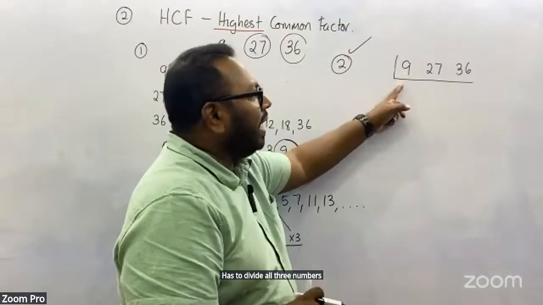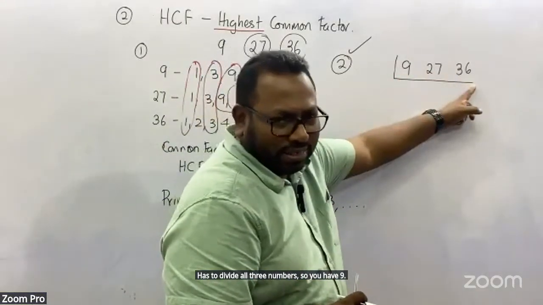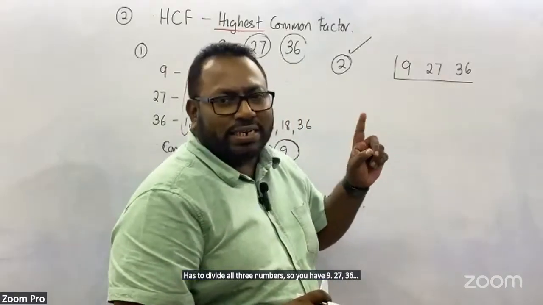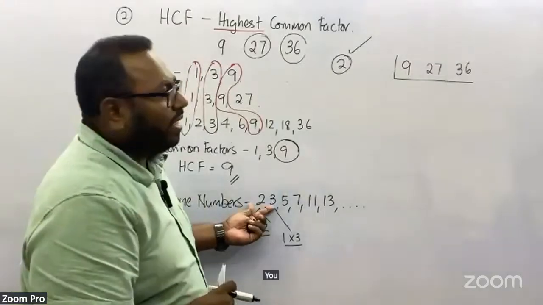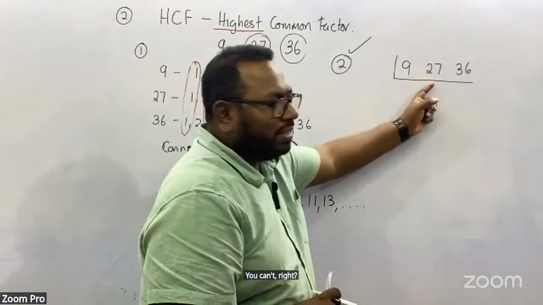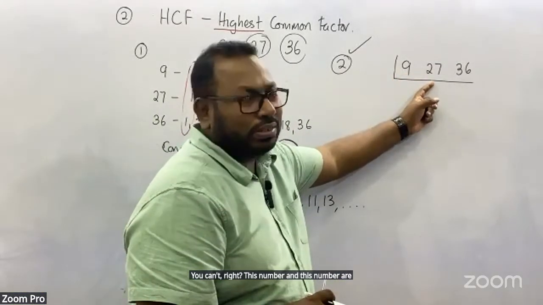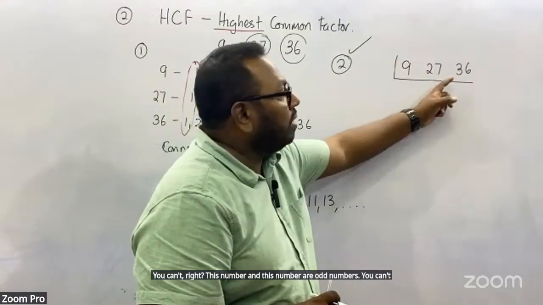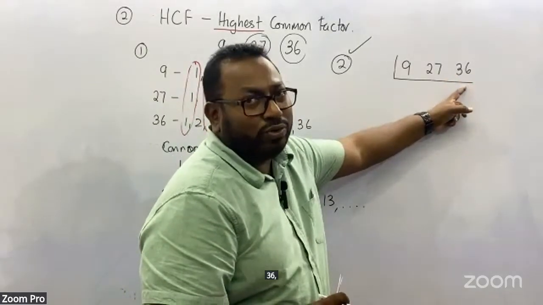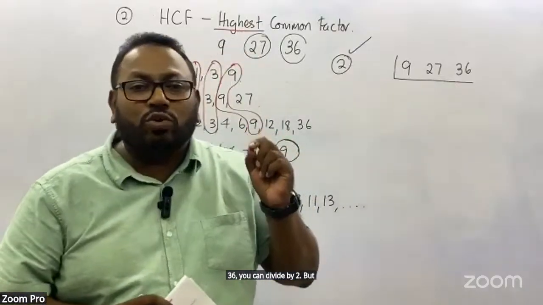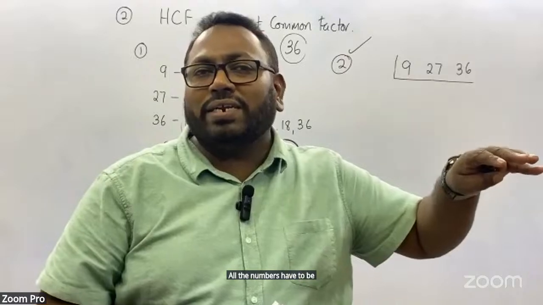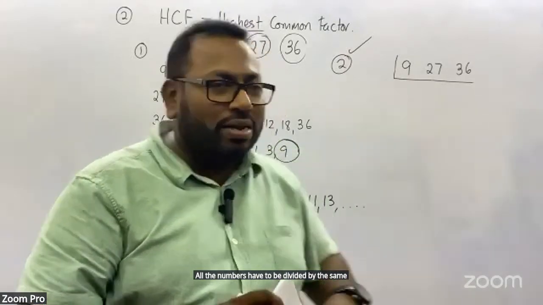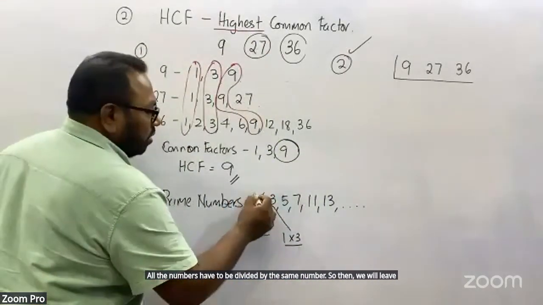So you have 9, 27, 36. Can you divide 9, 27, and 36 by 2? You can't. Why? This number and this number are odd numbers. You can't divide by 2. 36 you can divide by 2. But what is the rule for HCF? All the numbers have to be divided by the same number. So then we will leave the 2 out.